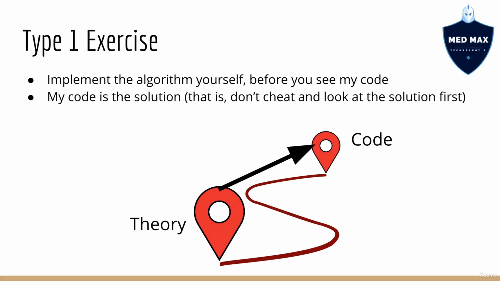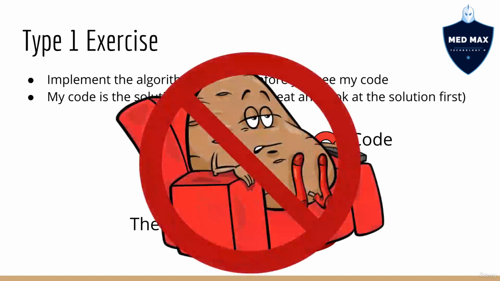So what is your exercise? For case number one, your exercise is to implement that algorithm yourself before you ever see my code. My code is actually the solution to that exercise. So don't take what I call the couch potato approach, where you just sit there watching each lecture one by one without doing any coding. That is not the intent of this course. Now, obviously what you do is up to you, but I hope that you'll do the exercises as intended.